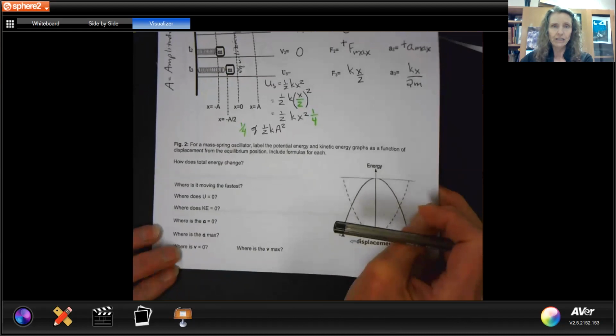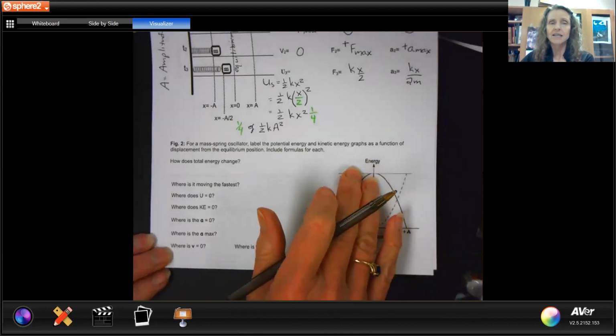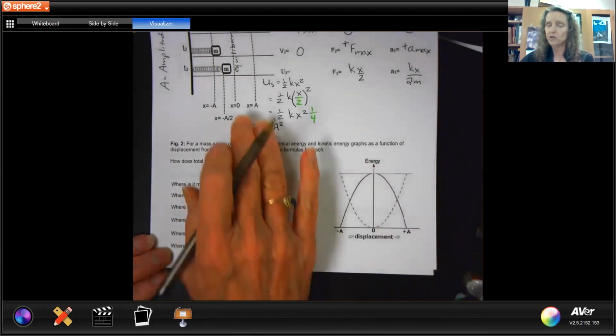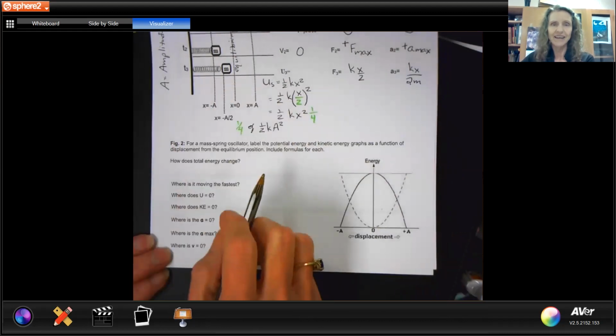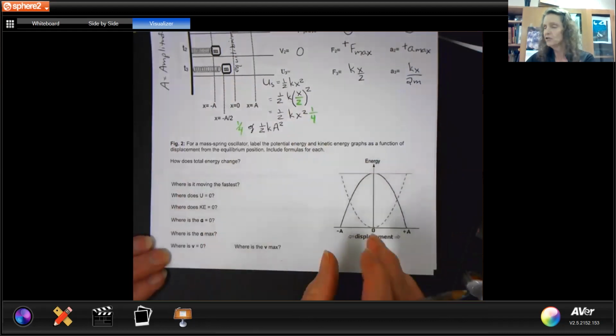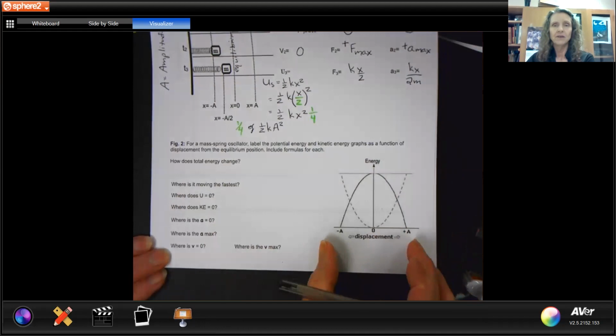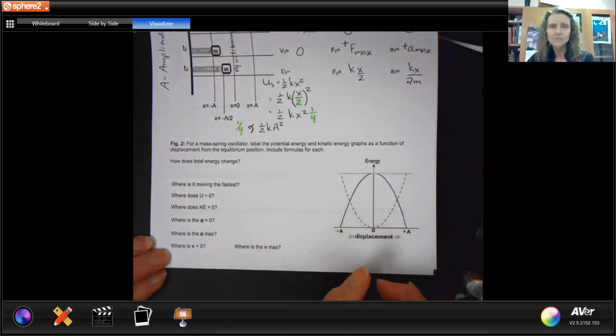Speaking of potential energy, we have a graph down here. It says for a mass spring oscillator, which by the way, this is what this is called, okay? Label the potential energy and kinetic energy graphs. There you go. The graph is not marked. Is the dashed line kinetic energy or potential energy? Is the solid line kinetic energy or potential energy? Take a minute and decide right now, please.